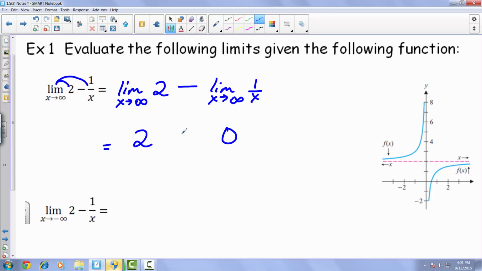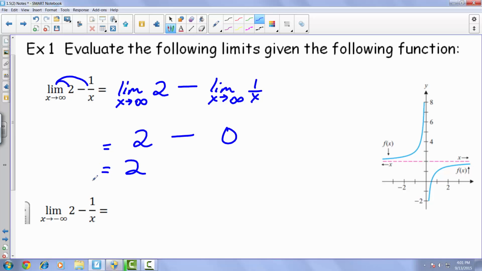So really, this minus sign we can drop down as well. So really, we have 2 minus 0, which just comes out to be 2. And we can even see just from our graph that as you go towards infinity of our function, it is in fact approaching that limit of 2.